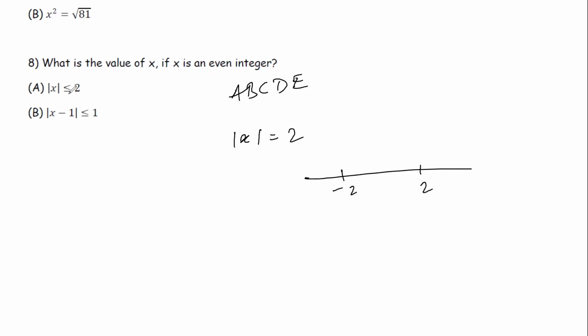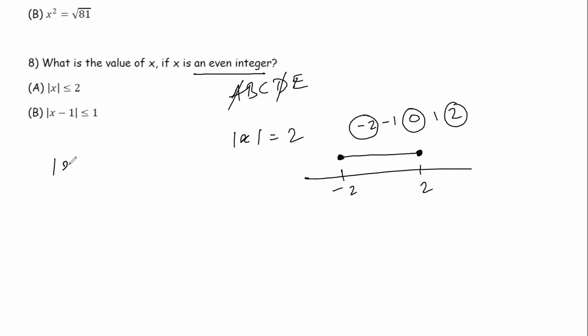Now since it's less than equal to 2, remember so far we were putting empty circles. Now we will shade them. Why? Because mod of x is less than equal to 2. It means the values that x can take are negative 2, negative 1, 0, 1, and 2. Now, if x is an even integer, there are three even integers, negative 2, 0, and 2. So we don't know which one. We don't have a definite answer. So A is gone, D is gone.